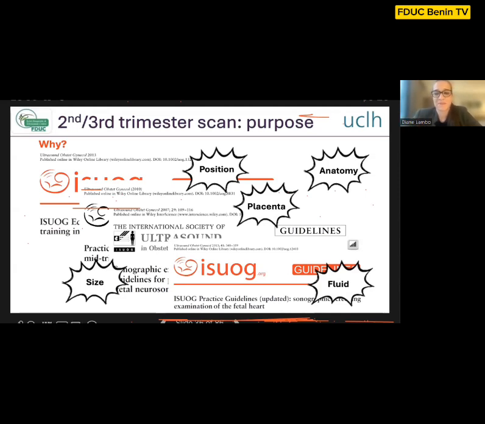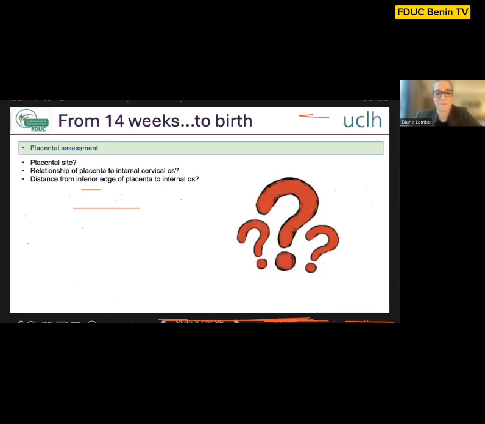What are my objectives? So again, it's to determine the size. Is the baby too big? Is it too small? The position of the baby in preparation for birth, any placental anomalies, to identify any issues with the fluid volume, and furthermore, which is possible generally up until around 32 weeks, to evaluate the anatomy.